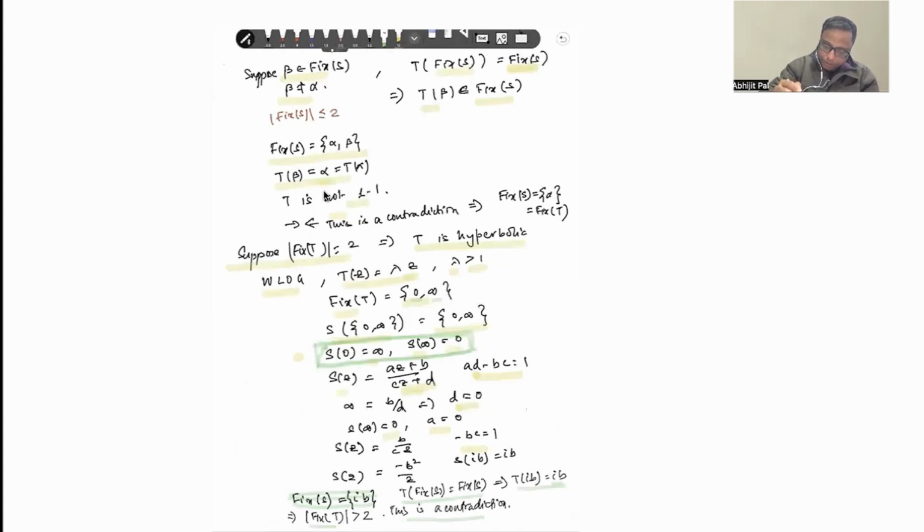So what we have shown from here is that S of 0 is equal to 0 and S of infinity is again equal to infinity. Therefore, the fixed point set of S is equal to {0, infinity}, which is again equal to the fixed point set of T.